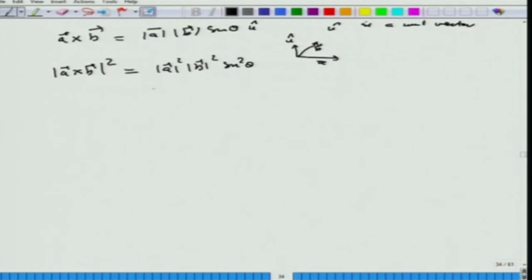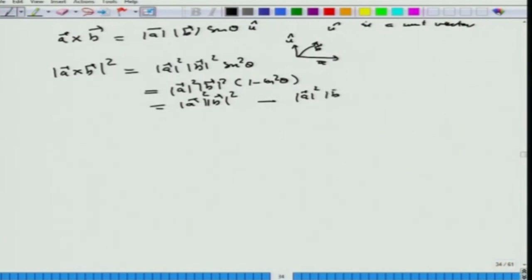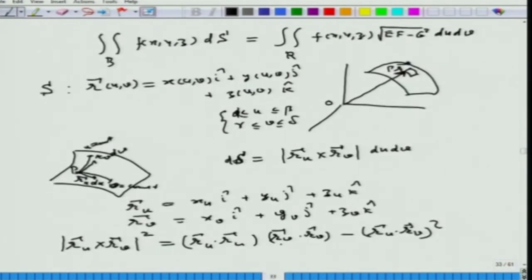So, we get this, and this can be written as one minus cos² θ. So we get the square of this minus |A|² |B|² cos² θ, which is nothing but the dot product, so this is (A · B) squared. So, that is what we use here. We got the same thing here for this, we can use this one.